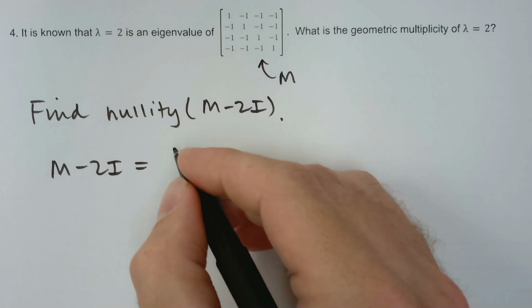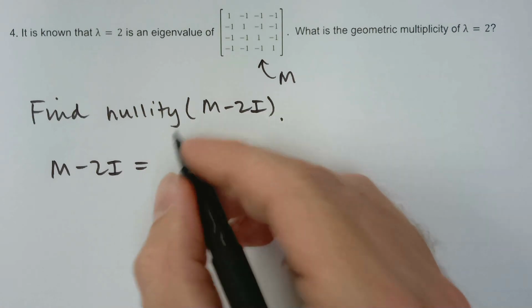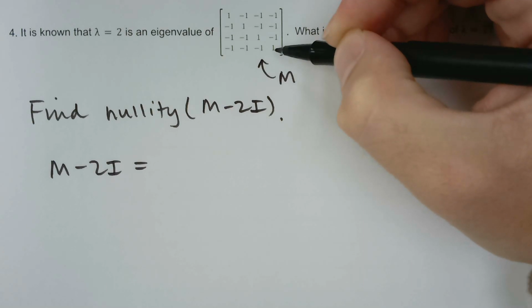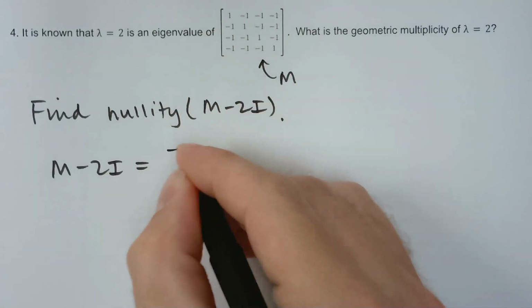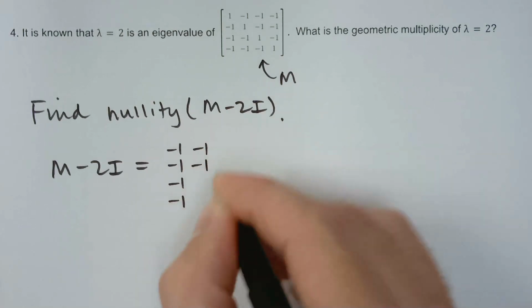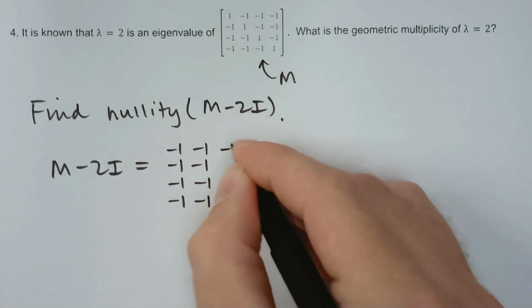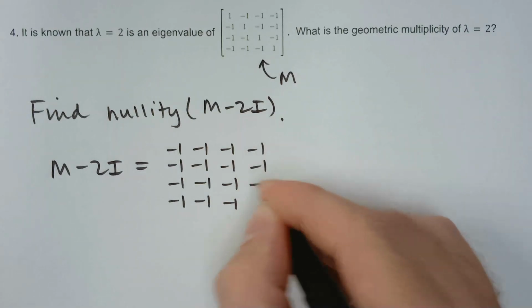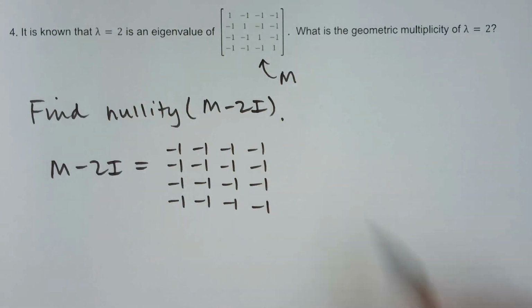Let's see. I'm subtracting 2 down the main diagonal. That's where I'm going to get all negative 1s in the whole matrix. All right, so negative 1, negative 1, negative 1, 4 times. I would have been wiser to just say, oh wait, I know what the reduced row echelon form is going to be. It's just going to be that one row that I've got.